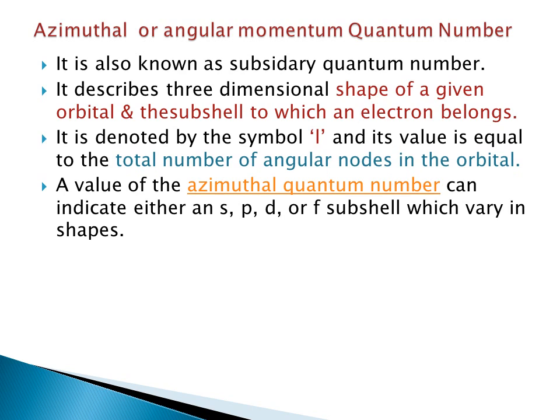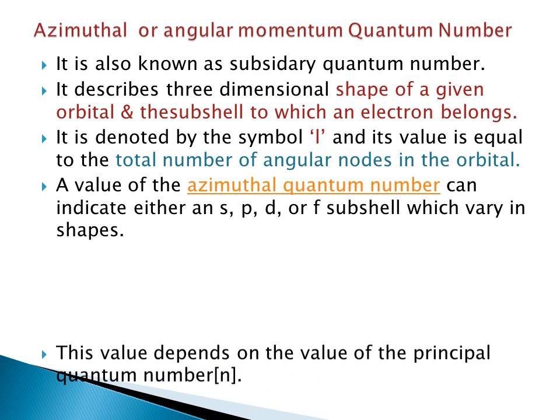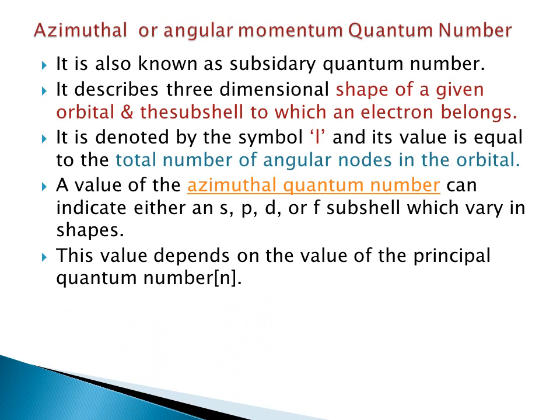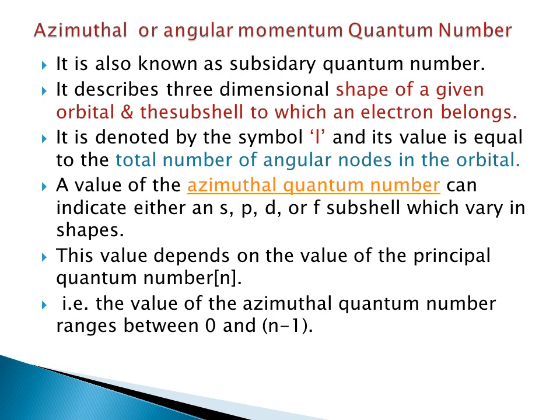It is denoted by the symbol small l and its value is equal to the total number of angular nodes in the orbitals. If the number of nodes is equal to 2, the value of l is equal to 2. The value of the azimuthal quantum number indicates that the shapes of the s, p, d or f subshells vary. The value of the azimuthal quantum number depends on the value of the principal quantum number. In other words, the value of the azimuthal quantum number ranges between 0 to n-1.